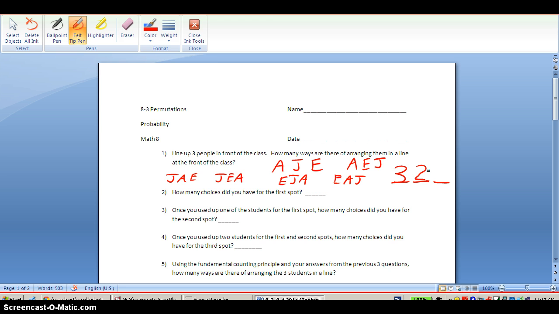Okay. Now we've used up 2 of the students. How many students do we have to choose from for that last position? Well, there were 3. We've used up 2 of them. There's only 1 left. And so this answers it: we had 3 to choose from for the first spot, 2 for the second spot, and for the third spot, we have 1. So using the fundamental counting principle, we have 3 times 2 times 1. And we get there were a total of 6 ways of organizing these 3 students in a line.